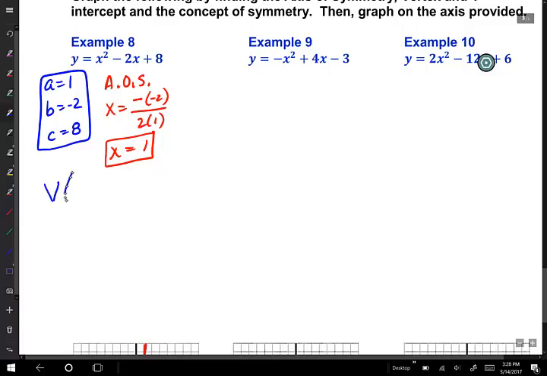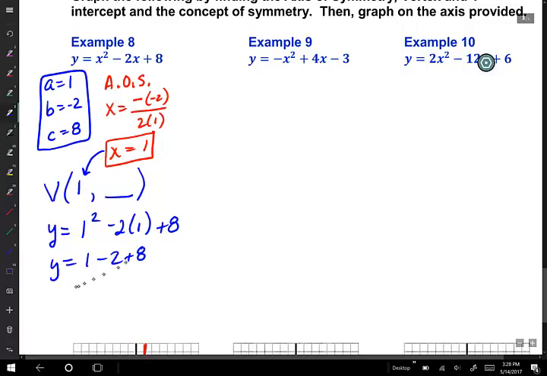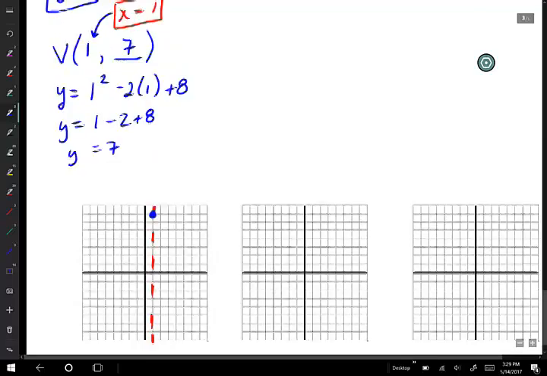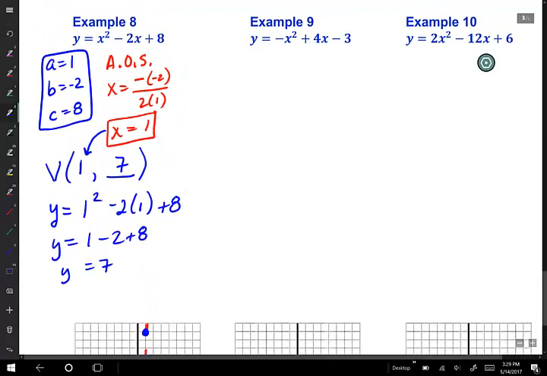So I'm going to take my value, x equals 1, and I'm going to plug it in to my vertex. Now I need to find the value of y. So we go back to our original equation. We plug in 1, so 1 squared minus 2 times 1 plus 8. Now some people say, why did you plug in 1? Because that was my axis of symmetry. So y equals 1 minus 2 plus 8. So 1 minus 2 is negative 1, so y equals 7. So my vertex is at 1, 7. So there we have it. And we're going from there.